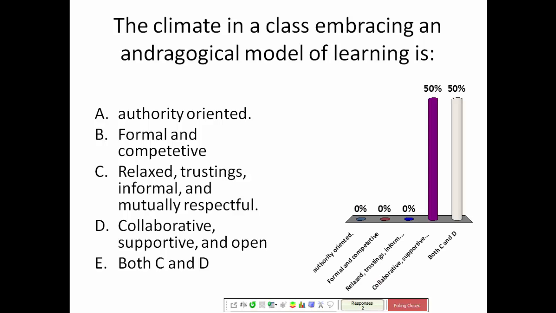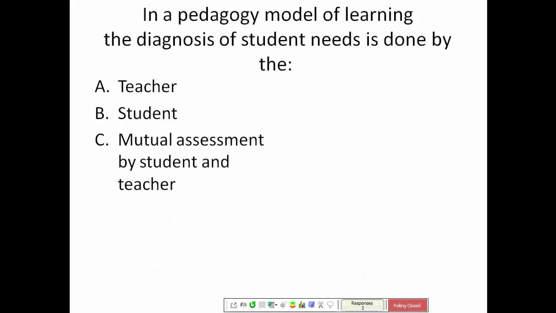Well, in this case, the correct answer was actually E. Both C and D are examples of climates in classes that embrace the andragogical model. However, one of the students didn't realize that C also was a descriptor, and they erroneously identified D instead of E. Next question.